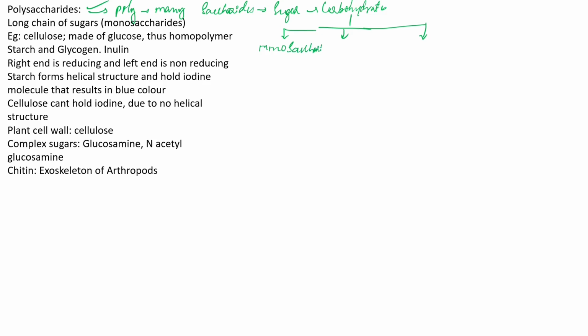The next one is the oligosaccharides, and finally the last one is the polysaccharides. Yes. So again, mono means single sugar, and oligo means 2 to 10 sugar units, which mainly make up the oligosaccharides.